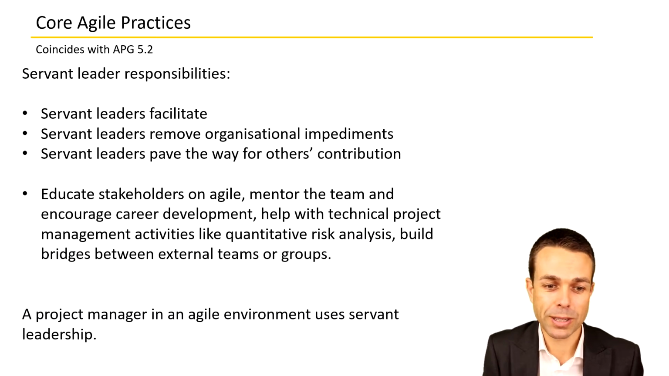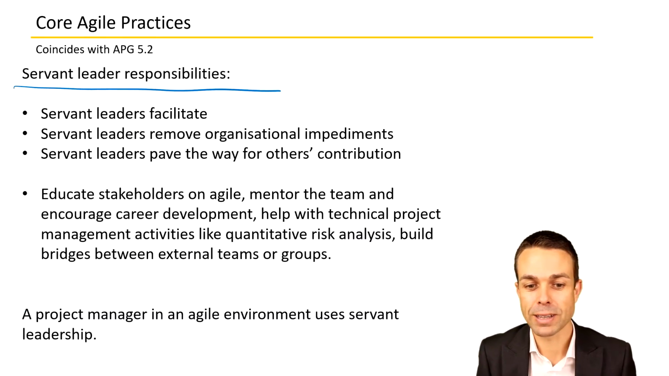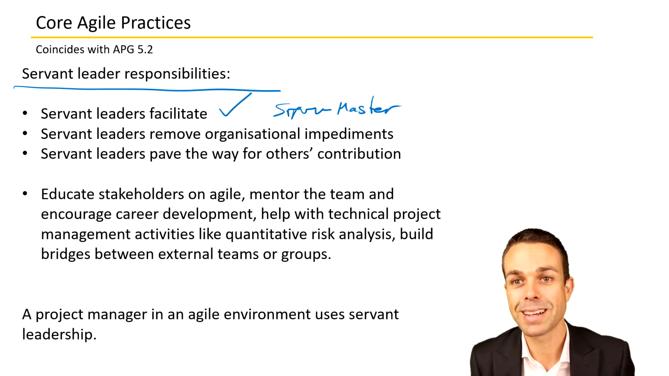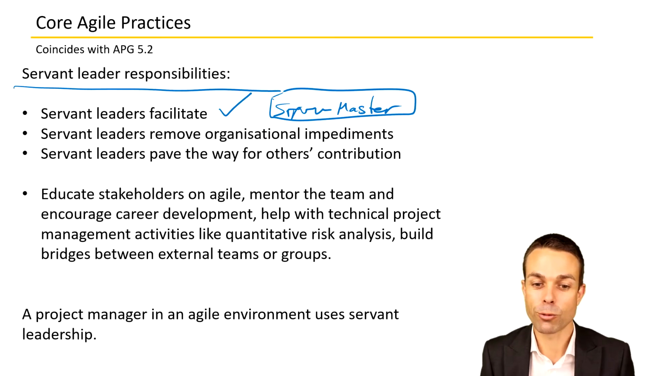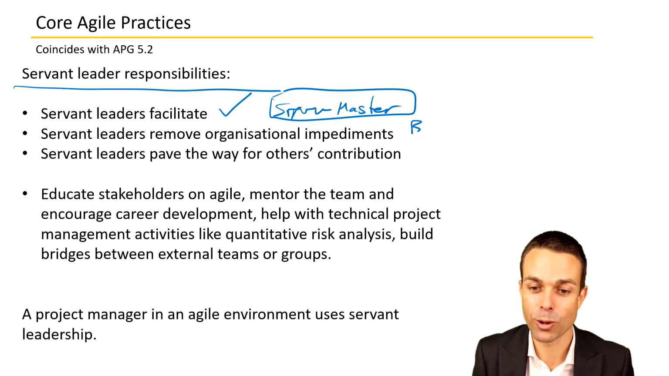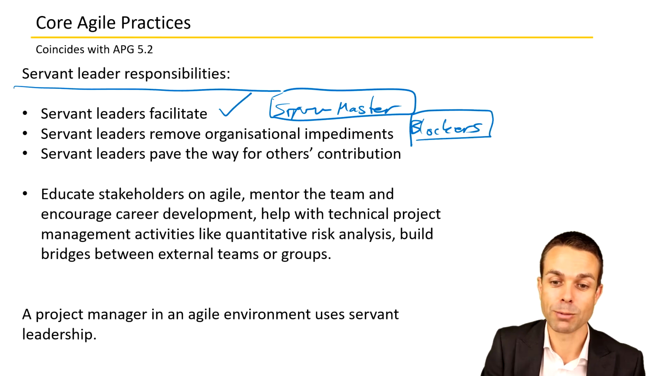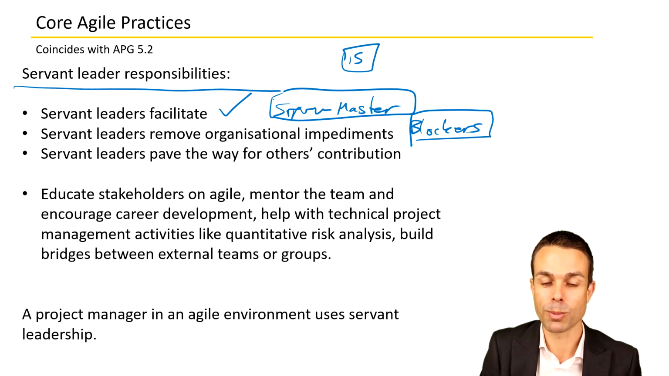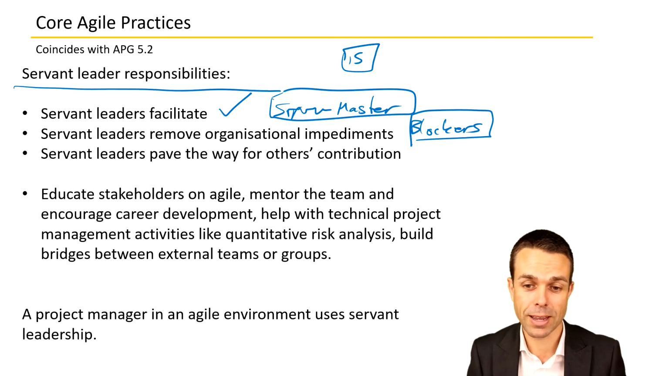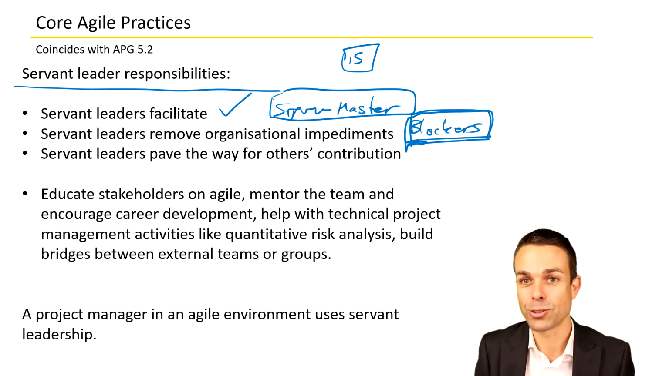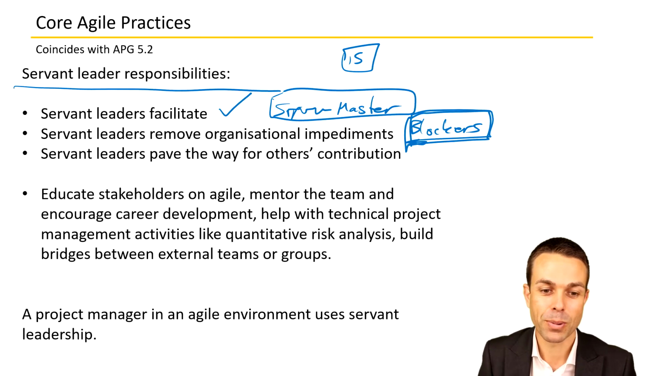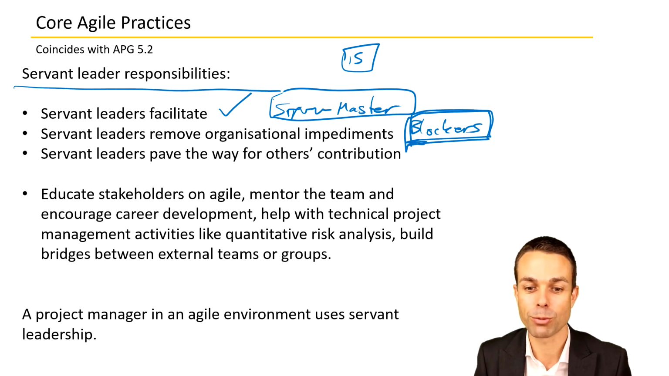There are certain responsibilities of a servant leader as well. Servant leaders facilitate, usually in that Scrum Master role or that servant facilitation role. Servant leaders remove organizational impediments, in other words, blockers. So during the daily stand-up, for example, you'll have that 15-minute catch-up meeting where you talk about what you've done yesterday, what you intend to do today, and what is blocking the current work. What's in your way? Do you have everything you need to get the job done? But the servant leader, it's their job to help remove those impediments and those blockers for the staff.